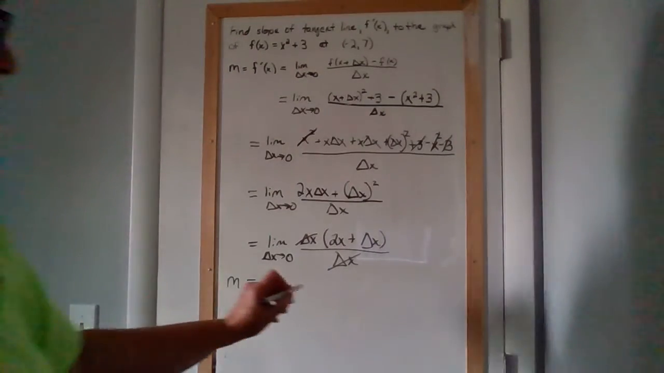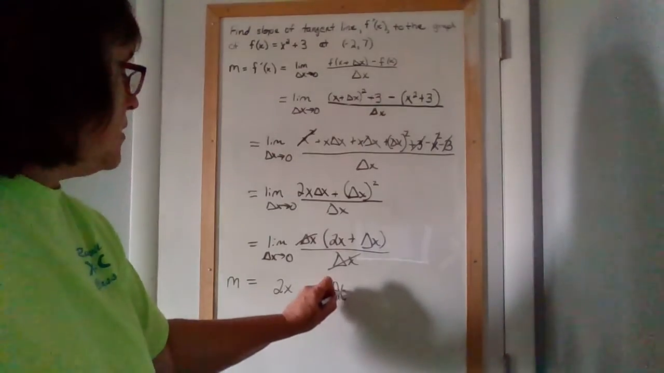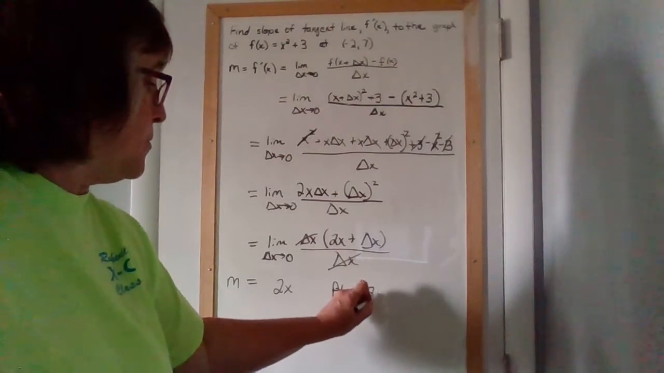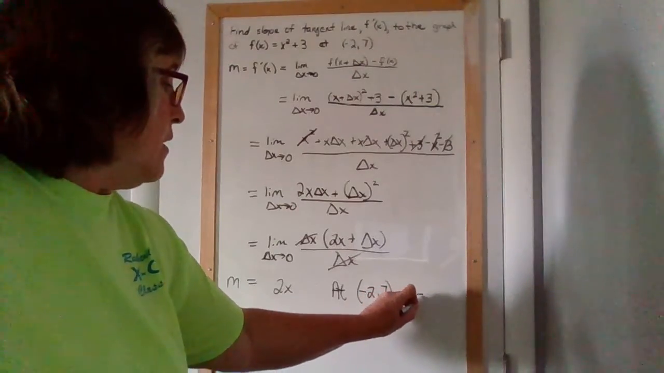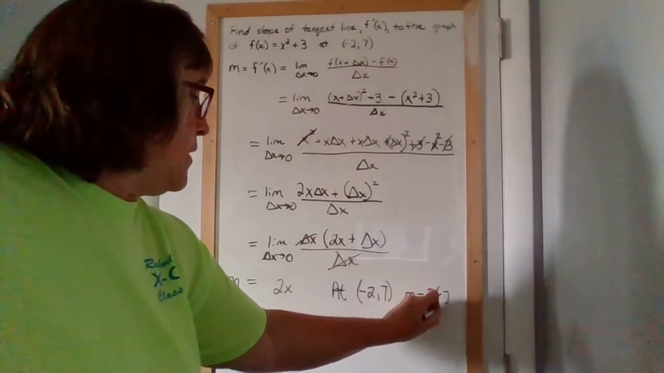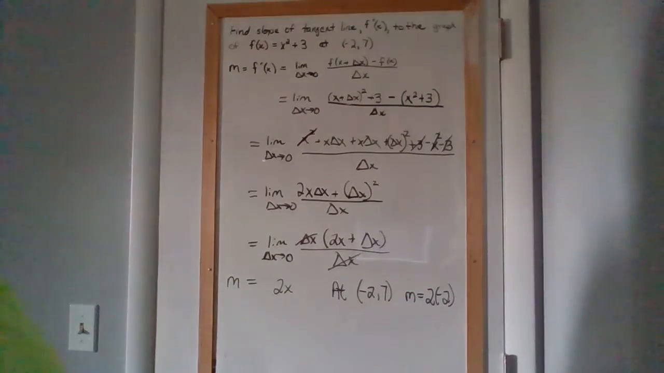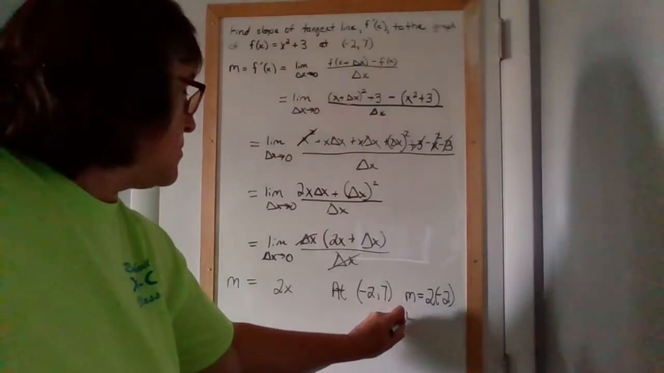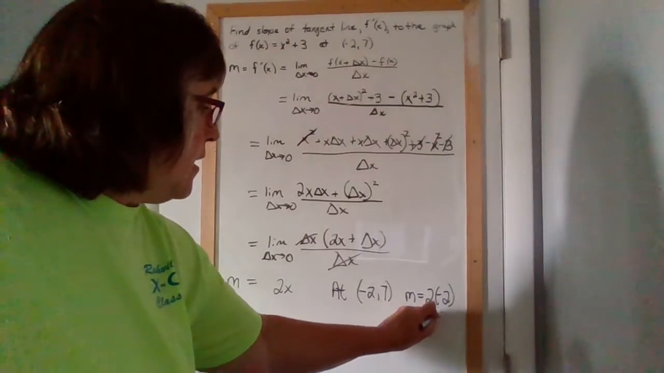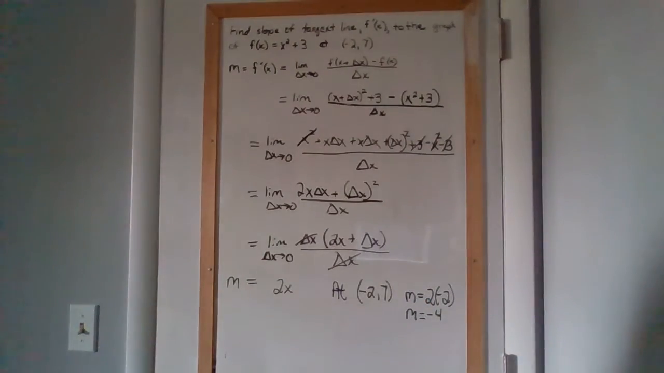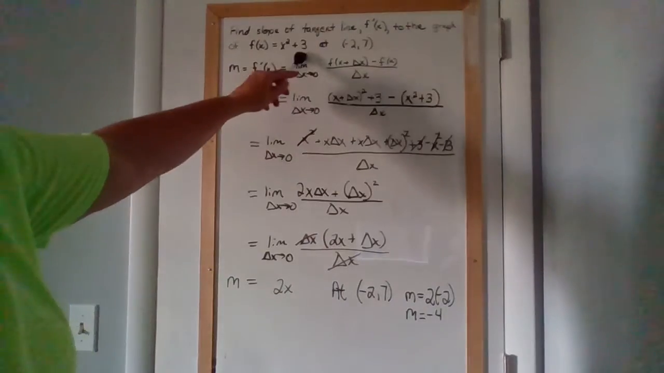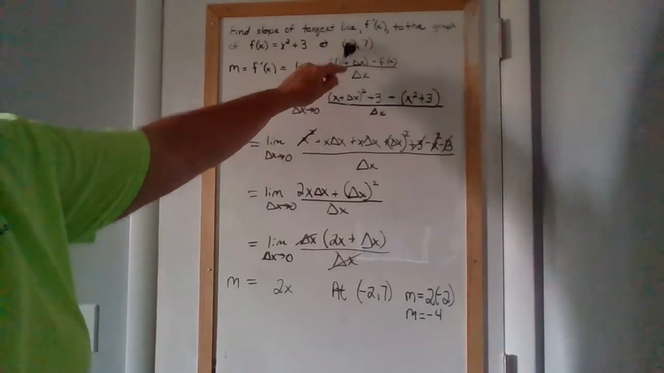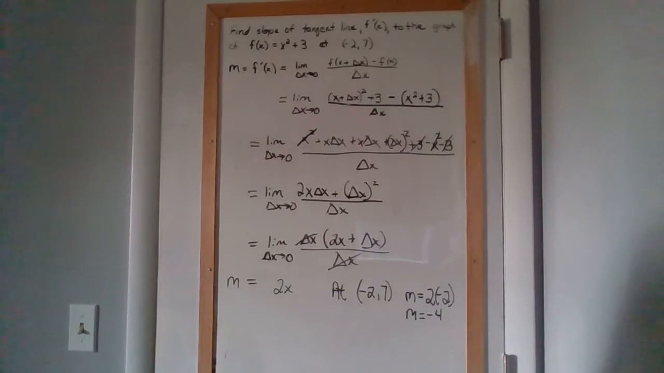And now I'm actually going to find my slope at the ordered pair -2, 7. So I'll substitute in my -2 in place of the x. So my slope at the ordered pair -2, 7 is -4. And so with just one ordered pair, I was able to find the slope of the tangent line to this parabola graph at the ordered pair -2, 7.